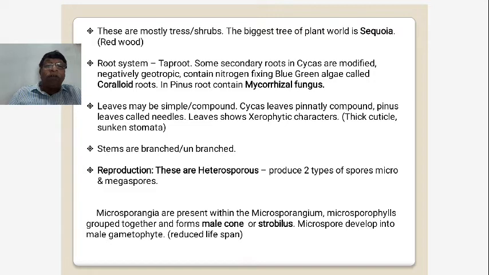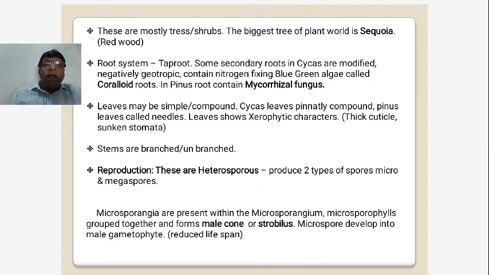Geo means earth, trope refers to movement. See, some of the roots are negatively geotropic. They look coral-like, contain blue-green algae such as Nostoc or Anabaena. These roots, coralloid roots, fix the atmospheric nitrogen. That is the speciality of coralloid roots. Okay. Once again, coralloid roots are found in the Cycas plant.